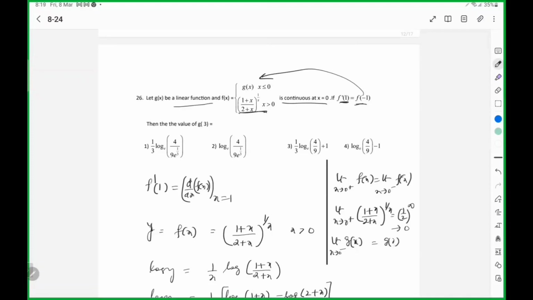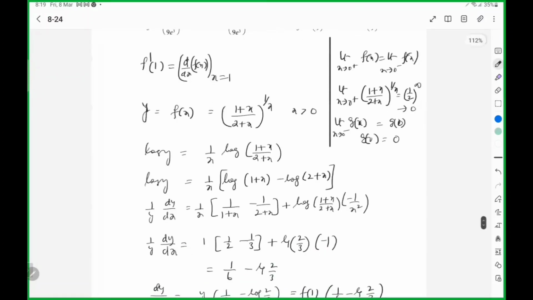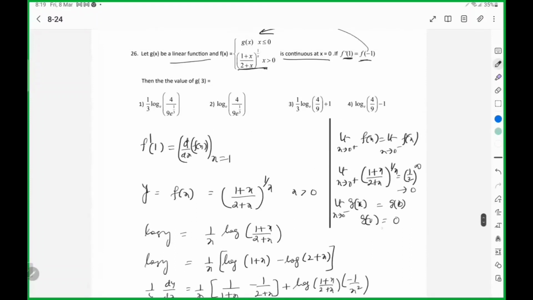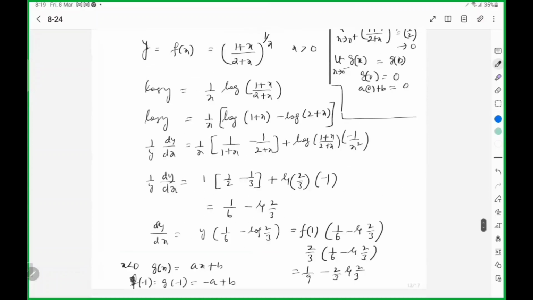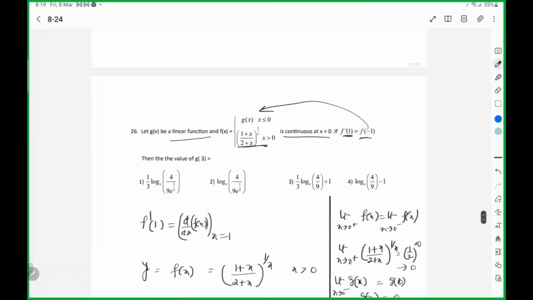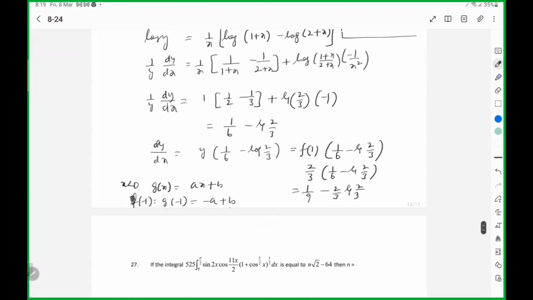which is g of 0 is equal to 0. That is, here you'll have a minus g of x, which means here it is a into 0 plus b. We get b as 0. Once b is 0, what he is asking is g of 3.